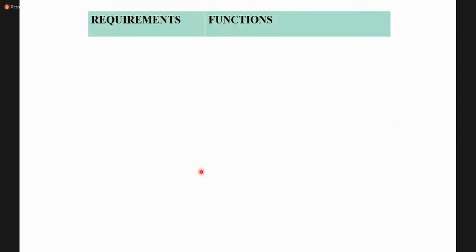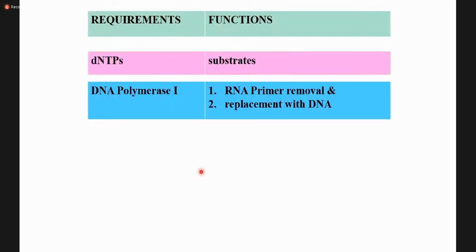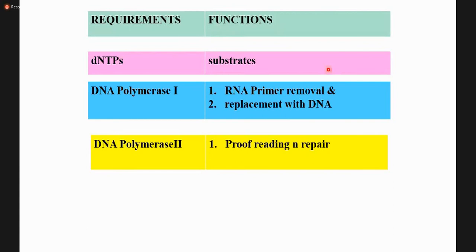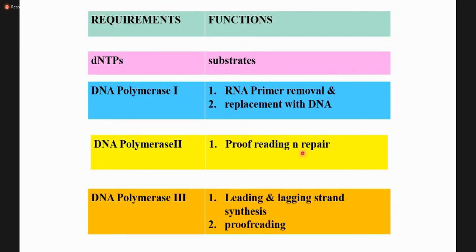Now, the requirements for the replication process: as the DNA is being synthesized, we will require an enzyme that will synthesize the DNA, and this enzyme is known as the DNA polymerase enzyme. We have three basic types of DNA polymerase enzymes. In the prokaryotes, the basic function of DNA polymerase 1 is RNA primer removal and replacement with the DNA. Then we have polymerase 2. The basic purpose is to proofread and repair the DNA structure, and polymerase 3 is the synthesizing of the leading and the lagging strand and proofreading as well.